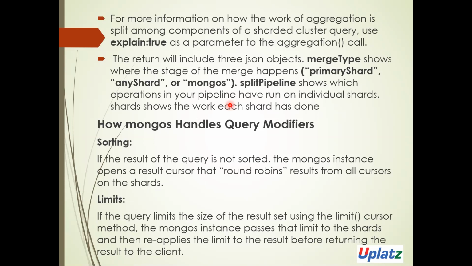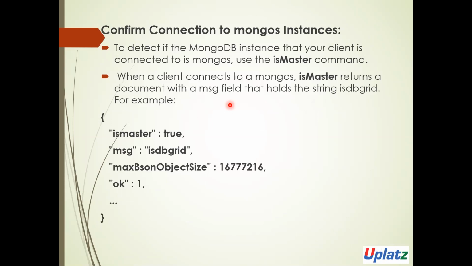So this is how the sharding and limit is working. How to confirm our connection? To detect if our Mongo instance, our client, is connected, we need to use the isMaster command. It will return a message field that holds the string isdbgrid. So if it is connected, we will get this message, isdbgrid.